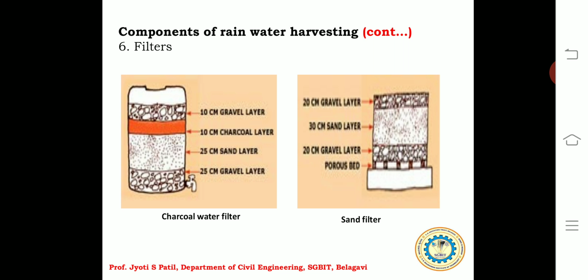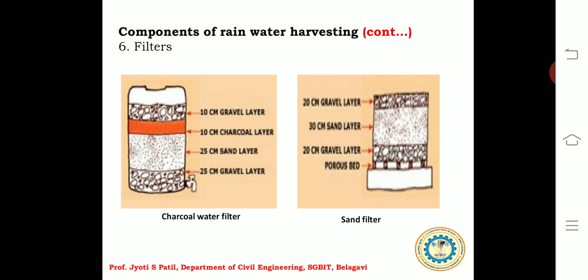We have different kinds of filters. Let us address a few of them. The first image you can see is a charcoal water filter. It's a simple charcoal filter which is made in a drum or an earthen pot, and the filter is made of gravel, sand, and charcoal, all of which are easily available. You can see at the bottom we have a gravel layer, on top of that a sand layer, a charcoal layer, and above we have a gravel layer again. This is a kind of filter.